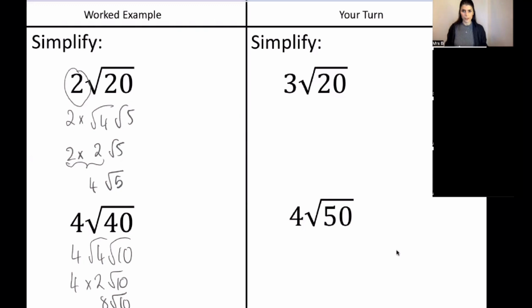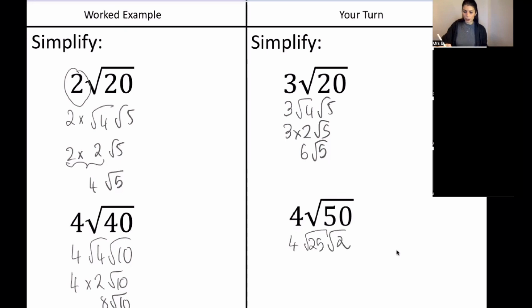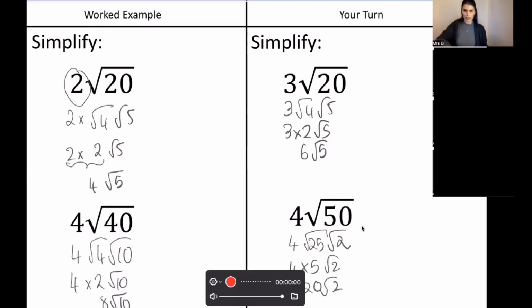Okay, start finishing what you're on. Excellent, good. So you've got 3 root 20, so that becomes 3 root 4 root 5. So that is 3 times 2 root 5, 6 root 5. Good. And the next one, 4 root 50. Well, we know 50 can be broken down into root 25 times root 2. So that is 4 times 5 root 2 gives me 20 root 2. Excellent, thank you. Right, okay, so moving on.